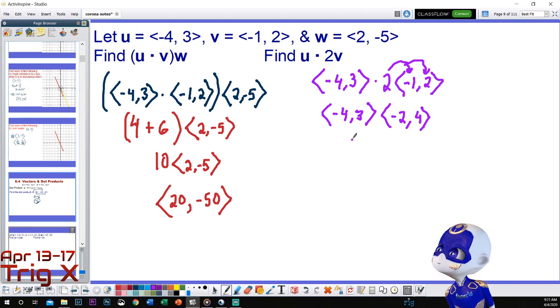Negative 4 times negative 2 is positive 8. 3 times 4 is positive 12. So your answer for this is my lucky number 20.